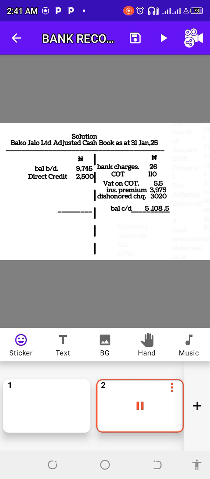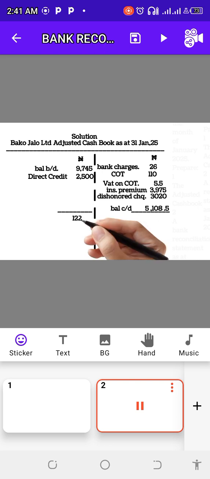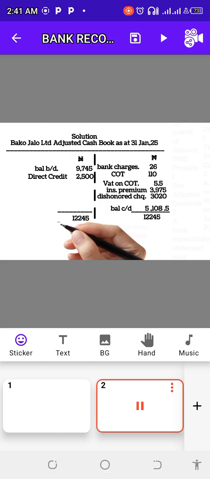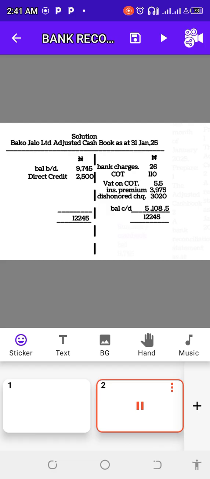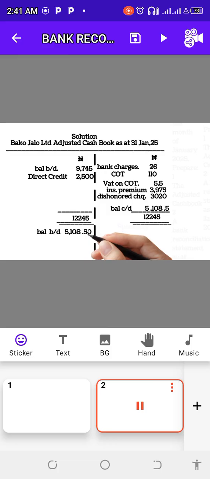After taking the total, we minus everything on the other side. We now have 12,245, and we balance off and bring down the balance carried down as balance brought down. That means our adjusted cash book balance is 5,180.50. That is the adjusted cash book balance. By this, we have completed the first segment of the bank reconciliation.